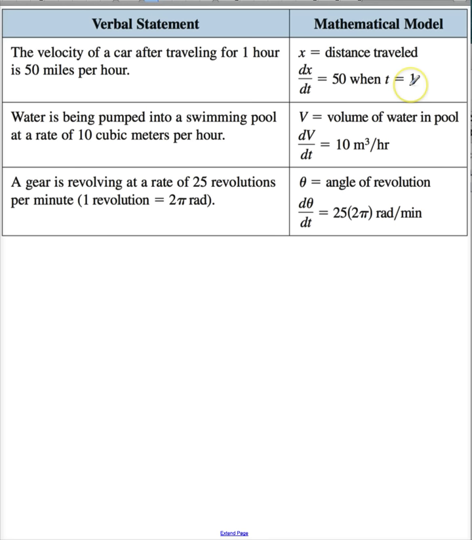Or if I were to tell you that water is being pumped into a swimming pool at a rate of 10 cubic meters per hour, you need to recognize this as a volume, so V is the volume of water in the pool, and dV/dt is 10 meters cubed per hour. Similarly, if I told you a gear is revolving at a rate of 25 revolutions per minute, and 1 revolution is 2 pi radians, then theta is the angle of revolution, and d theta/dt is 25 times 2 pi radians per minute. So you need to be very clear with these mathematical models.